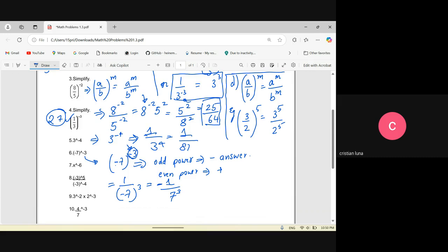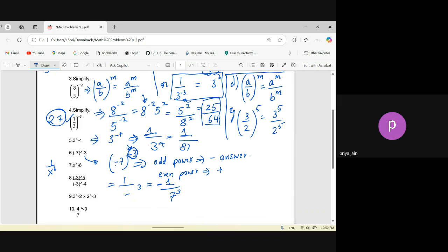7 is x 6. So that would just be 1 over x to the 6th power, right? Yeah, that's it. There will be no reciprocal because we don't know what the number is, right? We don't know what x stands for. Yes, it's just going to be 1 over x power 6. Okay, good. Thank you.